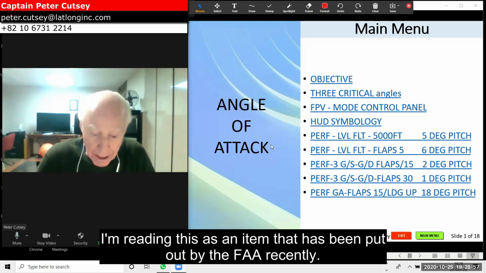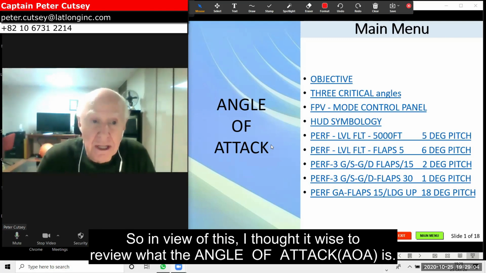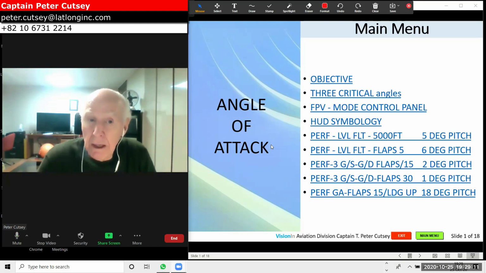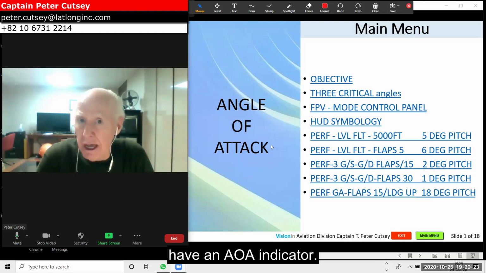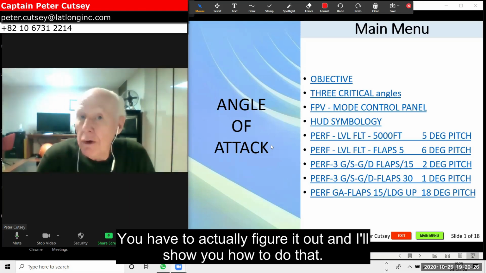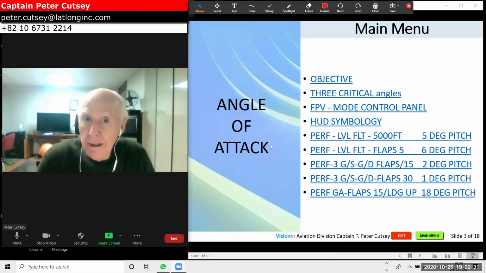I'm reading this as an item that has been put out by the FAA recently. So in view of this, I thought it wise to review what the angle of attack is. Many of the 737 NGs, depending on what option your company ordered when buying them, don't have an angle of attack indicator. You have to actually figure it out, and I'll show you how to do that.